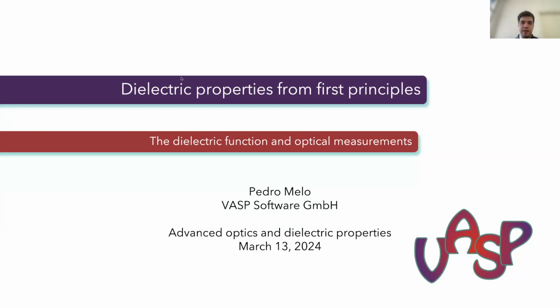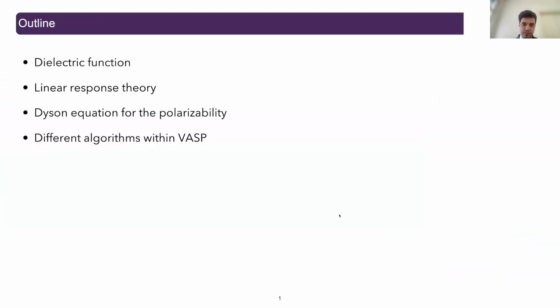Welcome, everybody. I have the pleasure of opening this VASP workshop on optics and dielectric properties with a lecture on the dielectric function and how it relates to optical measurements. I'll start by defining the macroscopic dielectric function and what properties you can compute from it. Then I'll show how the macroscopic quantities can be linked to the microscopic dynamics through linear response theory, and then what different approximations we can take to study the behavior of the electronic density inside your material. The last section will be spent on how different algorithms within VASP can compute the dielectric function.